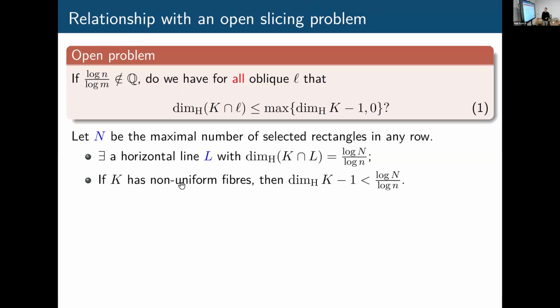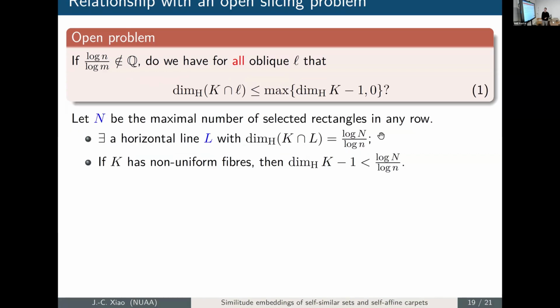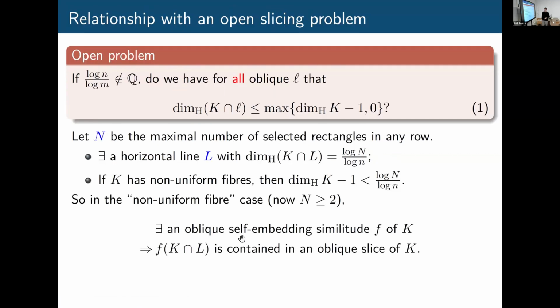If K has non-uniform fibers, that means there are at least two rows which contain a different number of selected rectangles, then using the formula, it is easy to calculate that such an upper bound is strictly less than log of capital N divided by log of n. So in this case, if you can find an oblique self-embedding similitude of K, then such an oblique embedding will send this horizontal slice to an oblique one.